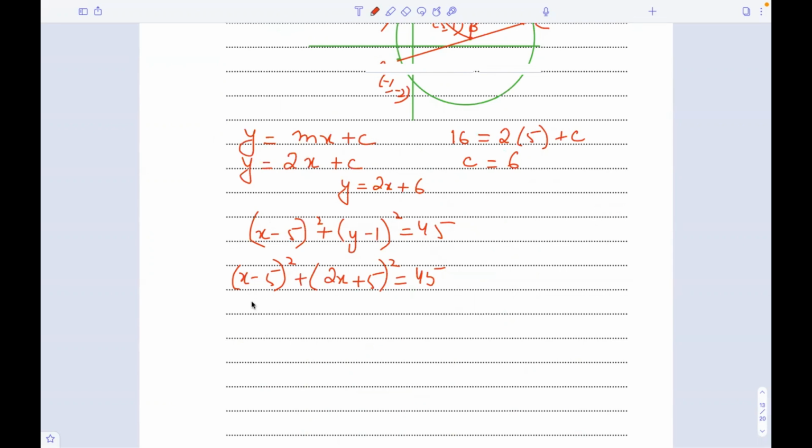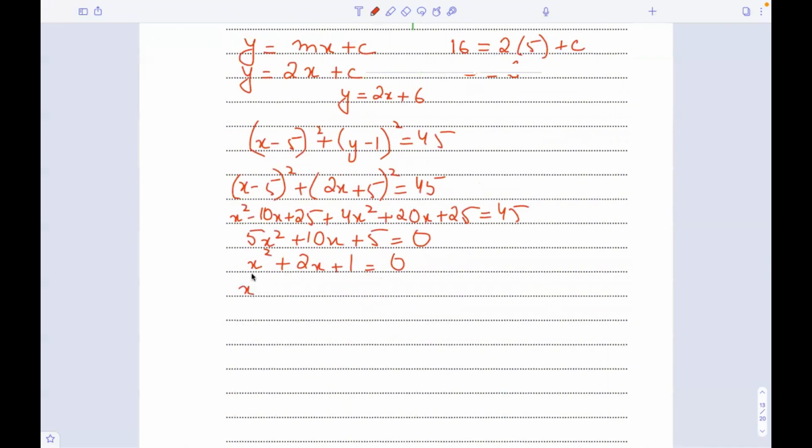Now expanding this equation, we get x squared minus 10x plus 25 plus 4x squared plus 20x plus 25 equals 45. Simplifying, we get 5x squared, minus 10x plus 20x is plus 10x, 25 plus 25 is 50, 50 minus 45 is plus 5, equals 0. We can simplify it down by dividing by 5 to get x squared plus 2x plus 1 equals 0.